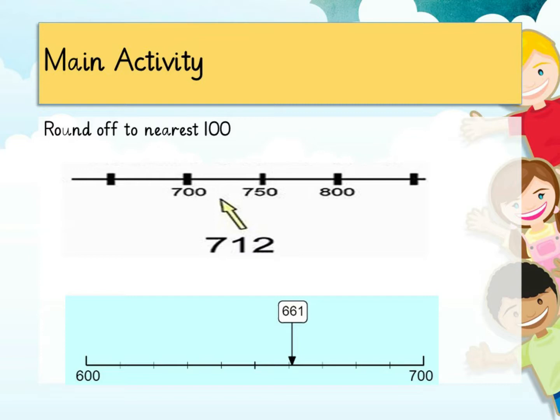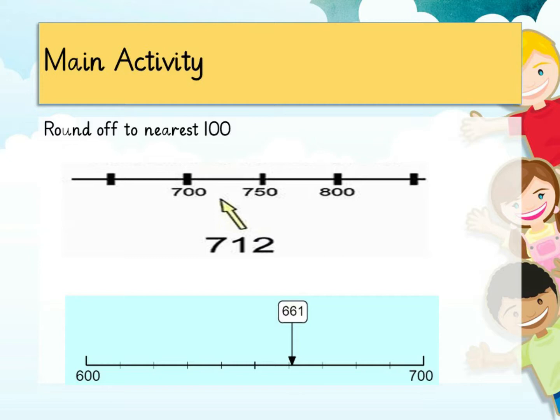Round off to nearest 100. Yes, this time you have to round the numbers in hundreds. The number given is 712, and the number line is between 700 and 800. What you have to note first of all, yes, the middle point, 750. And where is the given number falling? Before or after the middle point? Yes, before the middle point, 712. So it will be rounded down as 700.